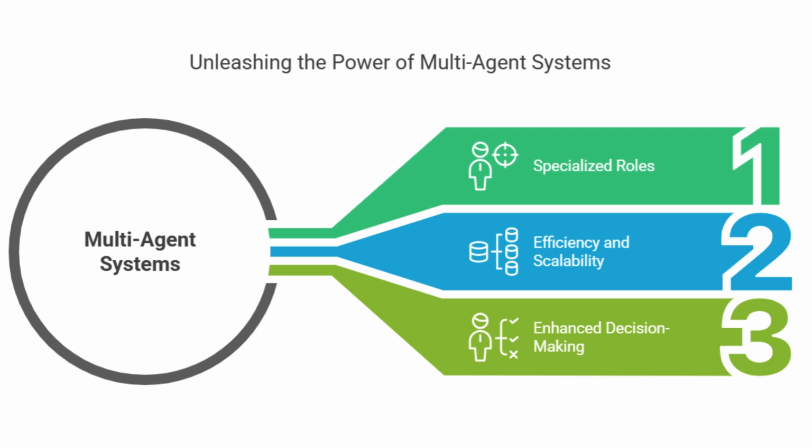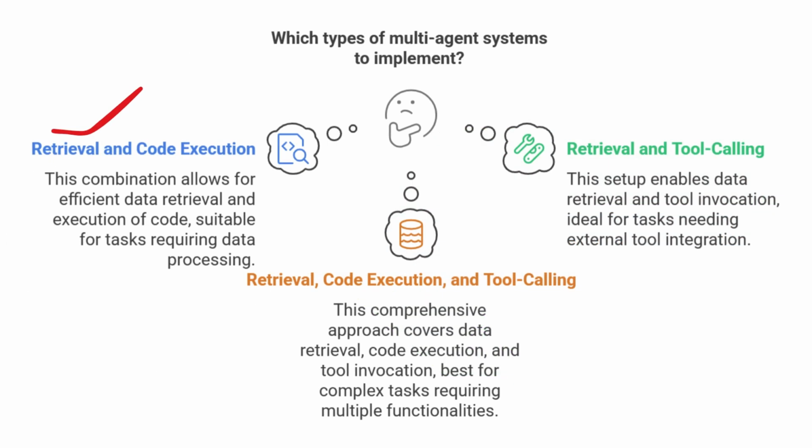Now that we understand why multi-agent systems are so useful, let's talk about how different types of agents can work together to create more powerful AI applications. Instead of relying on a single agent to do everything, we can combine retrieval, code execution, and tool calling agents to make AI more efficient and capable. Combining retrieval and code execution agents.